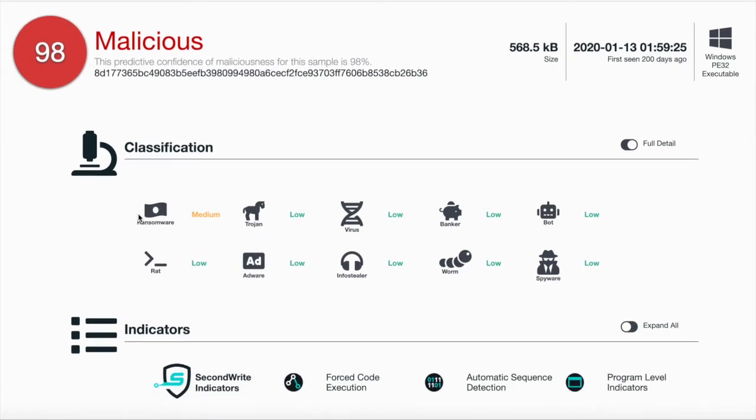The classification section is where our machine learning makes the determination of what kind of malware this is most likely to be. In this case, it shows that this is ransomware with medium confidence.